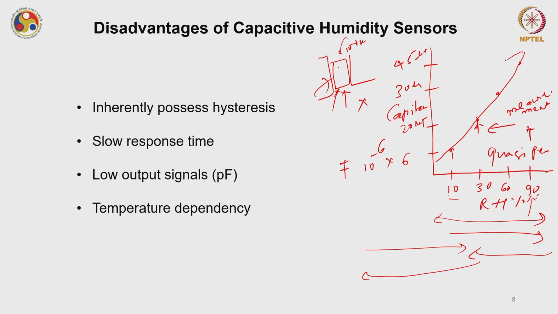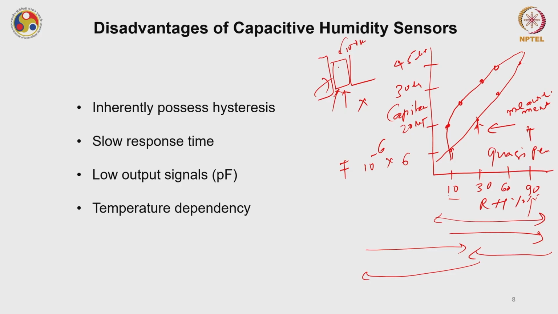In that sense, what will happen is this will naturally possess a high hysteresis as compared to the other kind of devices. So that's why people have started exploring other inorganic materials, apart from these polymeric films, to measure humidity, or RH percent. Then the second disadvantage of this capacitive humidity sensor is slow response time.